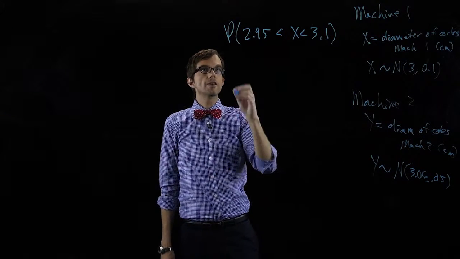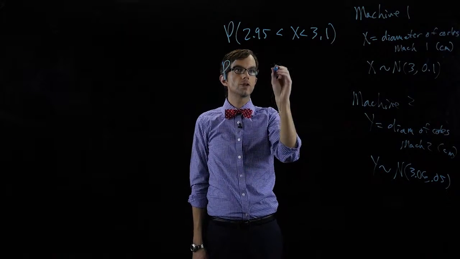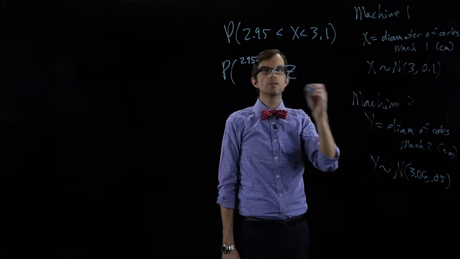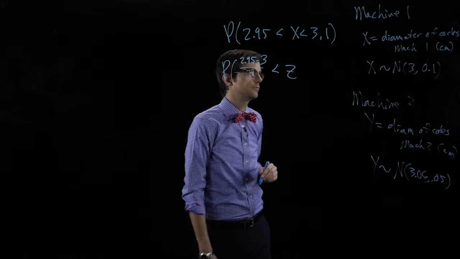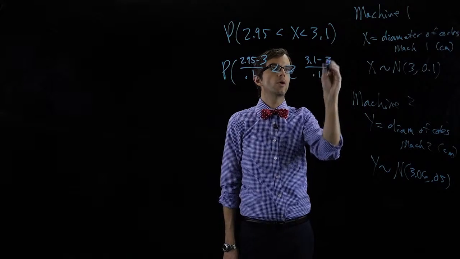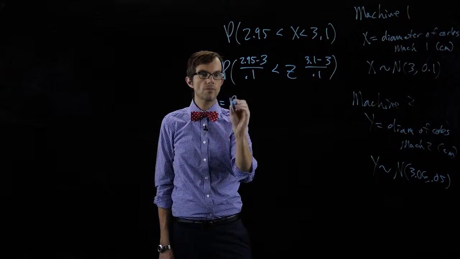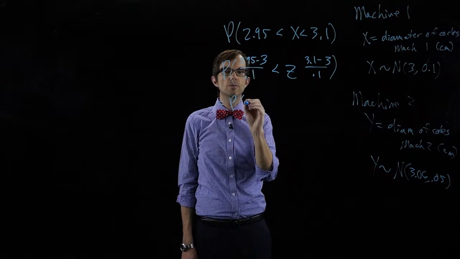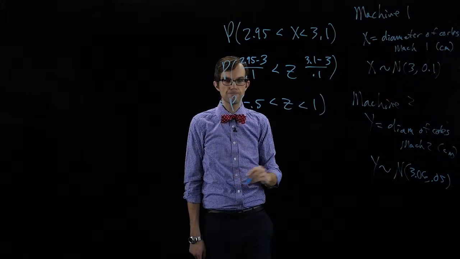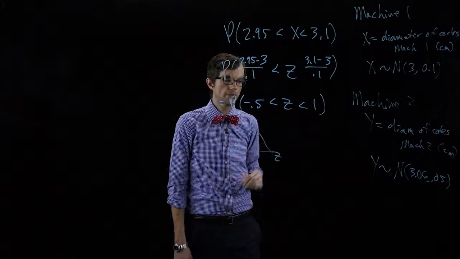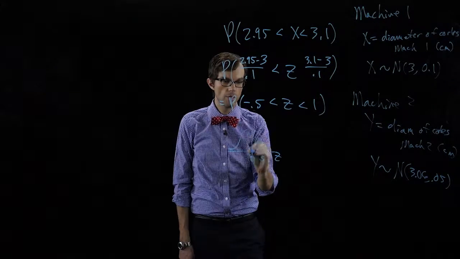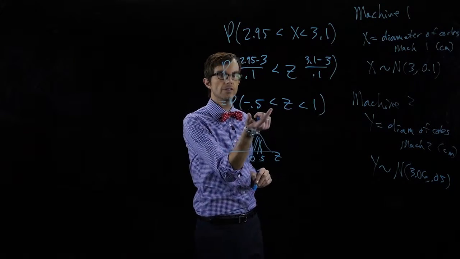We can convert this down to a z distribution with this calculation, 2.95 minus 3 divided by 0.1. Likewise up here, this is 3.1 minus 3 divided by 0.1. That is the probability that z is between negative 0.5 and 1. So we can go look this up in our standard normal distribution table. If we look up this area between 0 and 0.5, this gives us this area right here.